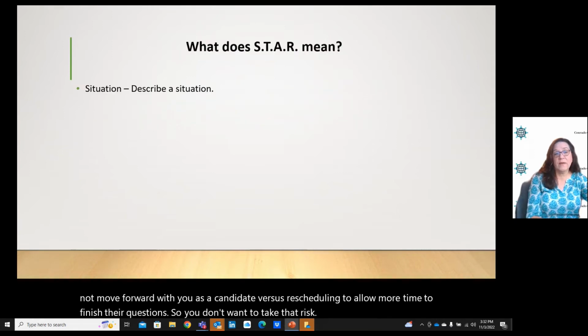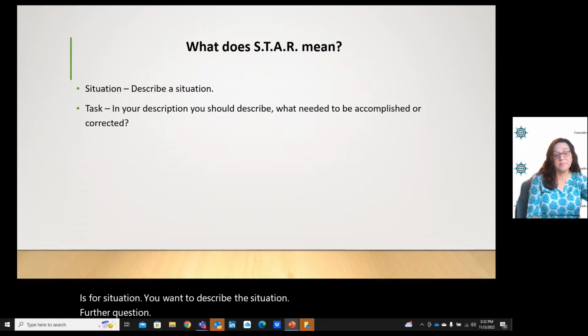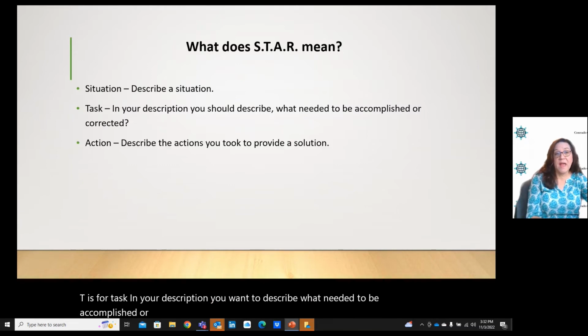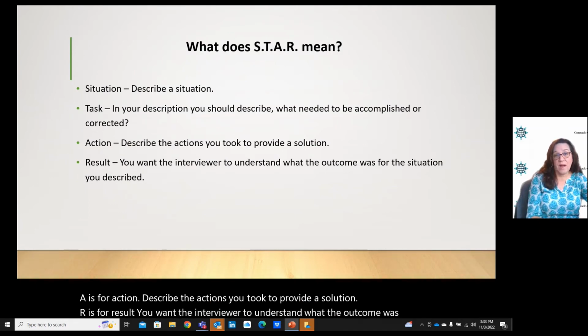So what does STAR mean? S is for situation. You want to describe the situation for the question. T is for task. In your description, you want to describe what needed to be accomplished or corrected. A is for action. Describe the actions you took to provide a solution. R is for result. You want the interviewer to understand what the outcome was for the situation you described.